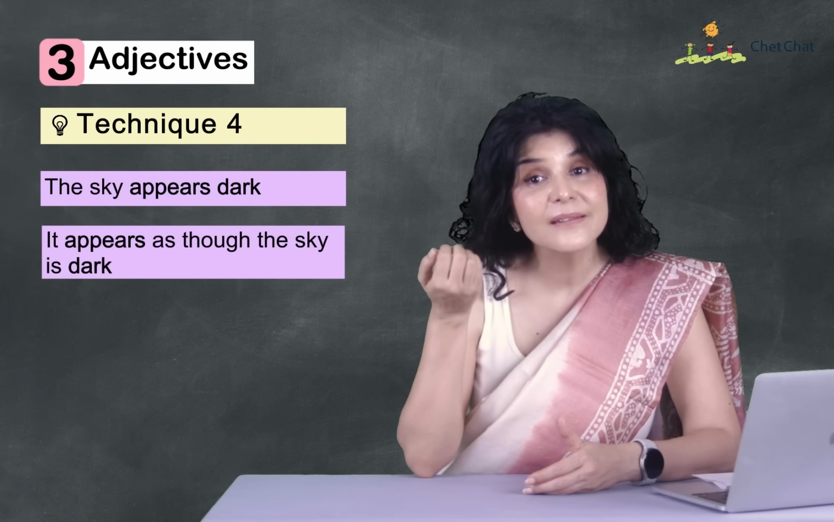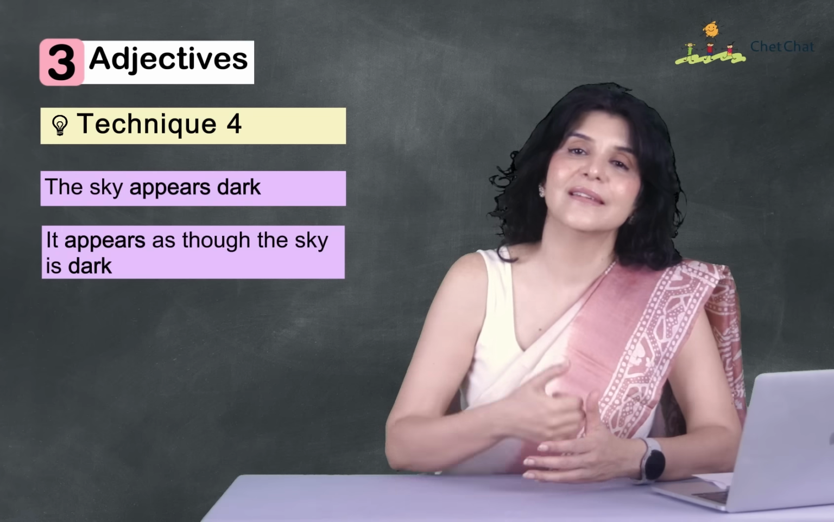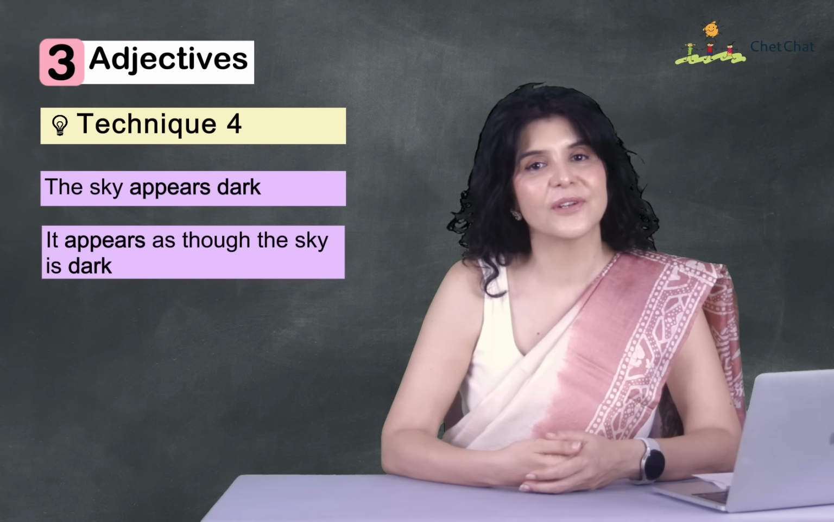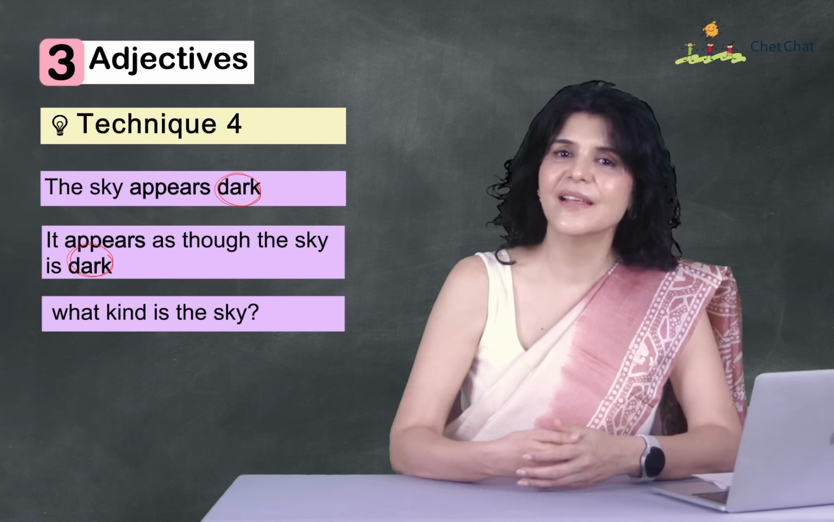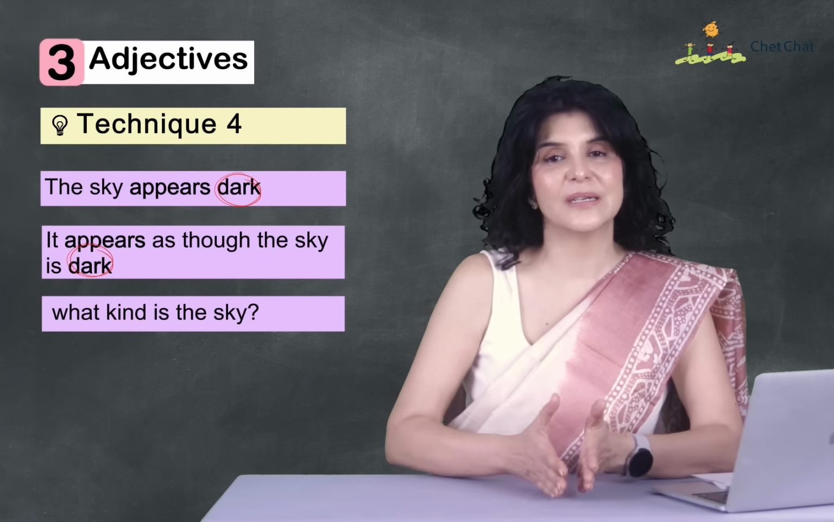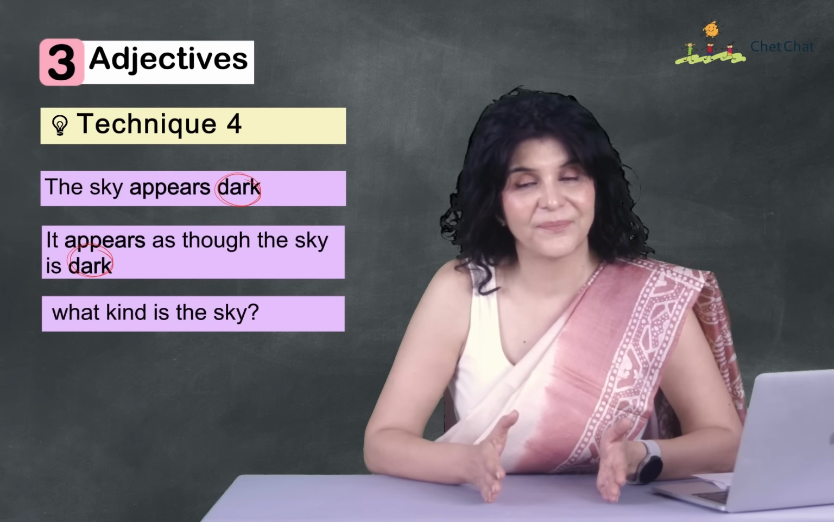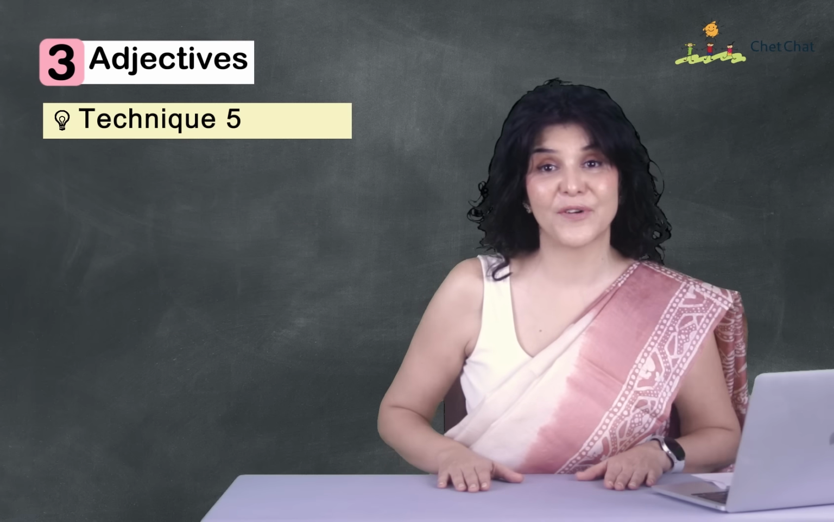Promise? Okay. Look at these 2 sentences. The sky appears dark. It appears as though the sky is dark. Let's ask the question. What kind is the sky? The answer is dark. So in both sentences, the word dark is the adjective.